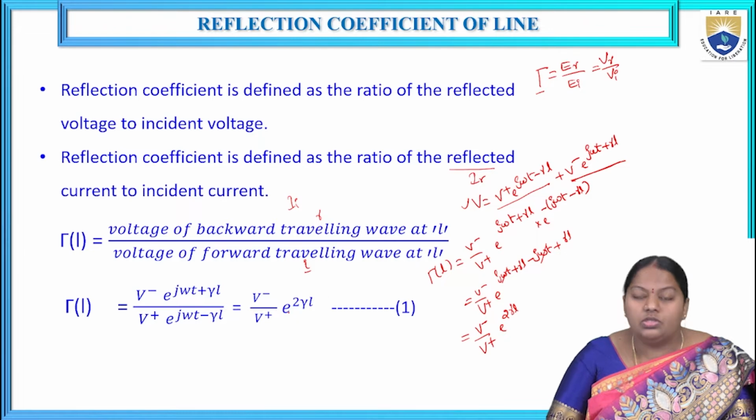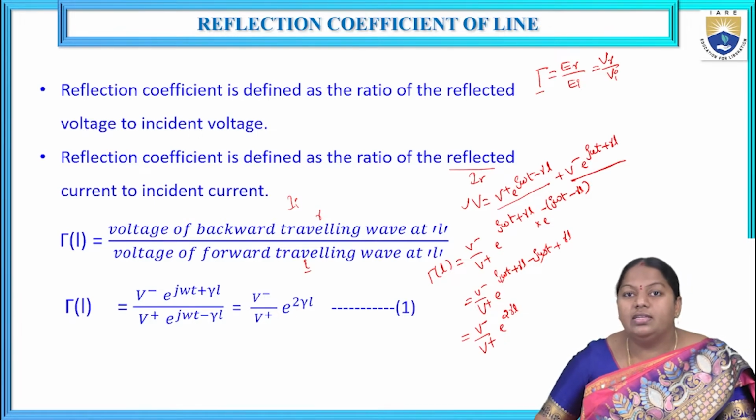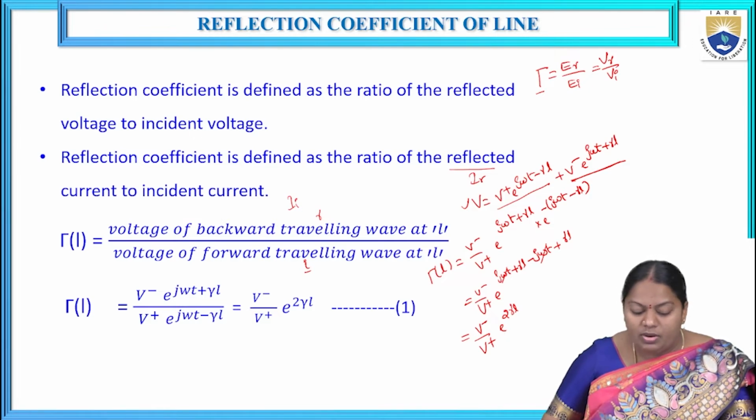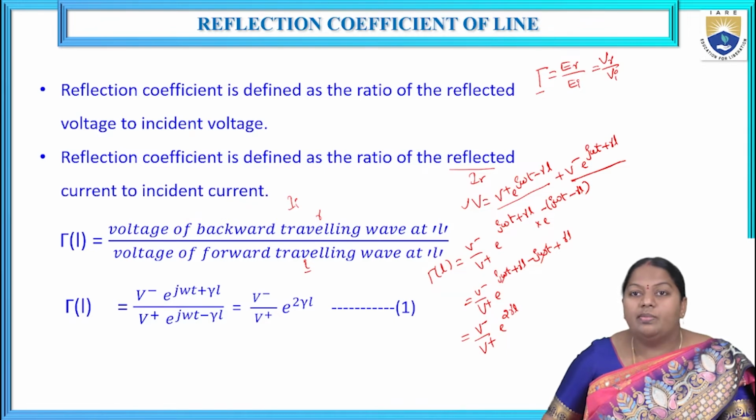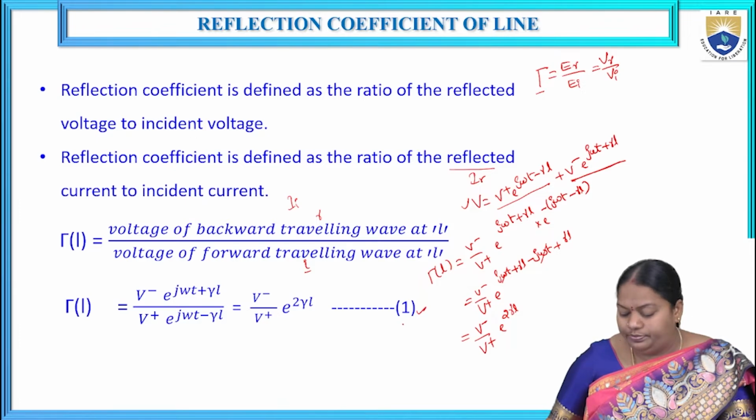into e power 2 gamma L, where V minus and V plus are the magnitudes of the backward traveling wave and the forward traveling wave respectively, and gamma is the propagation constant, into the length of the transmission line at the load originated coordinate system, right? So gamma of L is equal to V minus by V plus into e power 2 gamma L. Now consider this as equation number 1.